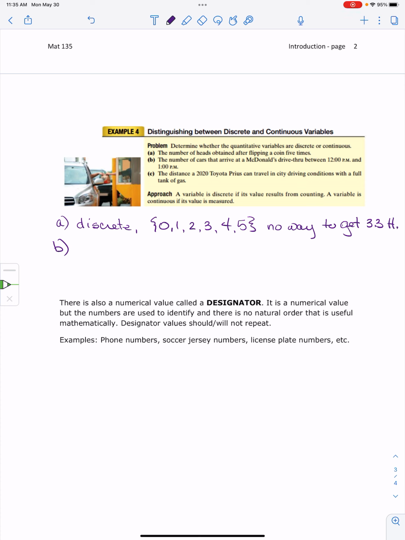B, the number of cars that arrive at a McDonald's drive-thru between 12 p.m. and 1 p.m. Again, that is going to be discrete. Even if it doesn't look like it, everybody coming through is a whole car. There's no way to get half a car. So we're going to write that here, no half cars.